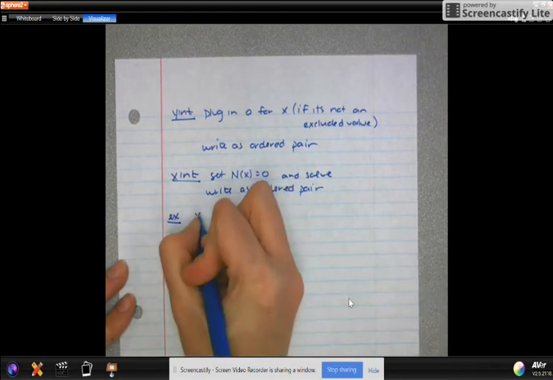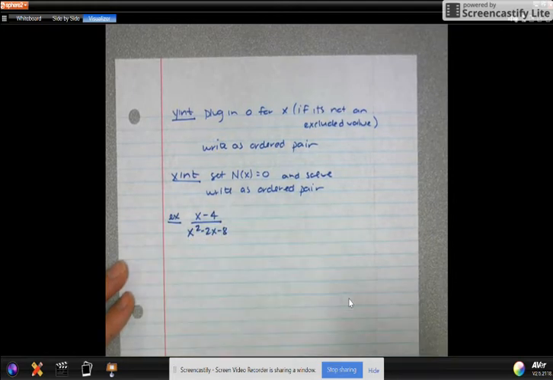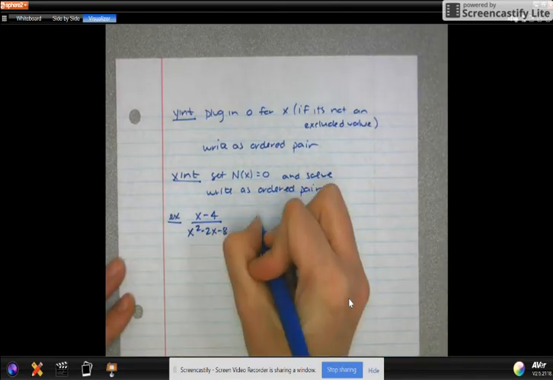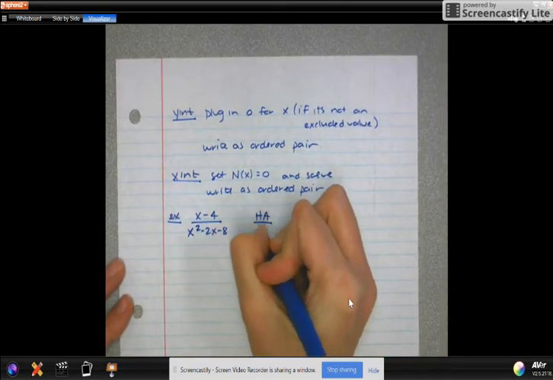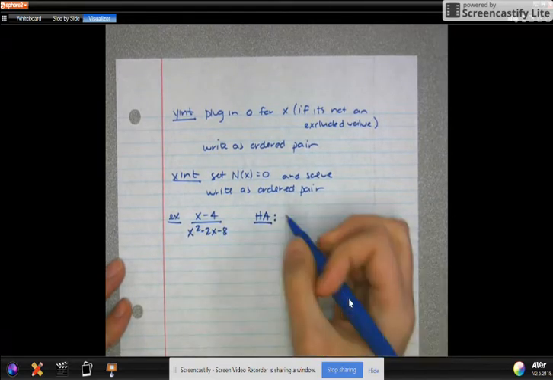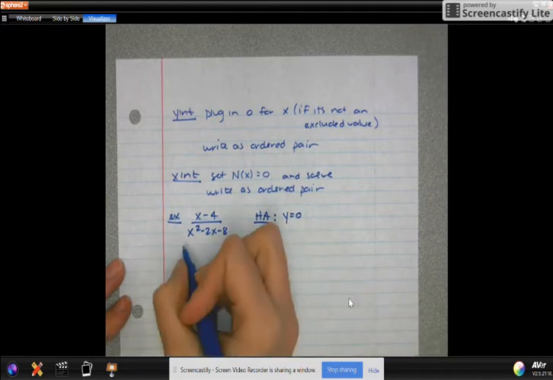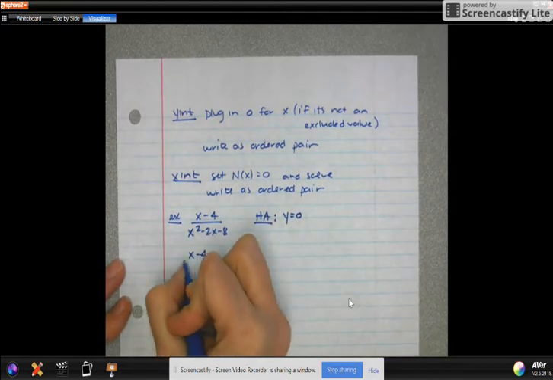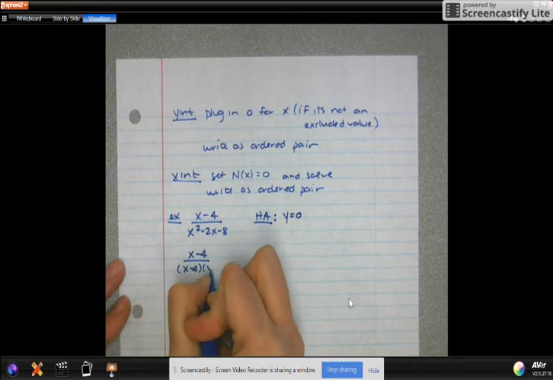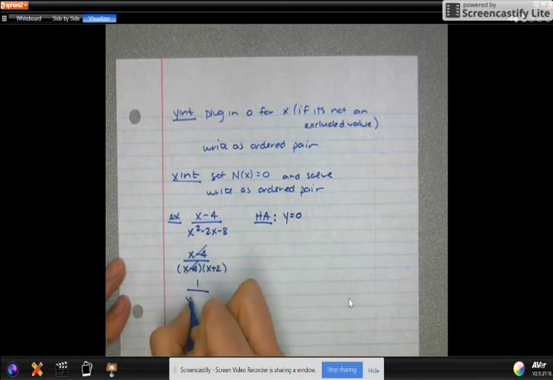So let's take a look at the function x minus 4 over x squared minus 2x minus 8. The first thing, before I factor, I'm going to point out the horizontal asymptote. Since the degree of the numerator is less than the degree of the denominator, automatically y equals 0, the equation of that line, will be the horizontal asymptote. Then what I'm going to do is go ahead and simplify this, factor the bottom, and then cancel out that common term, which leaves me with 1 over x plus 2.